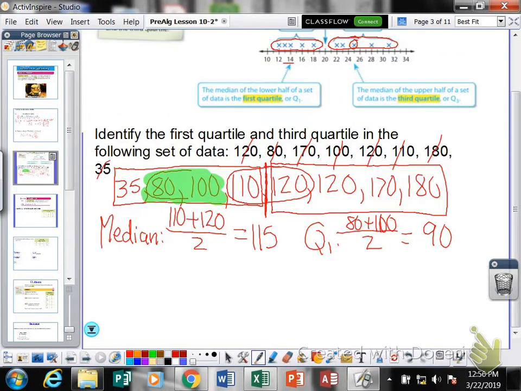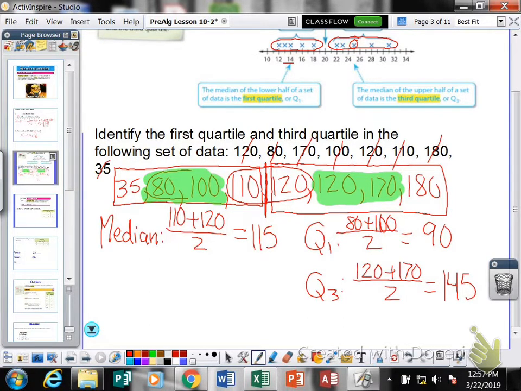Now if I want to find Q3, take the median of the upper half. Again, there's no specific value here, so I have to add these 2 together and divide by 2. So I have 120 plus 170 all over 2, and that's going to give me 145. So my Q3 in this case would be 145. Okay, so I found my Q1 and my Q3.